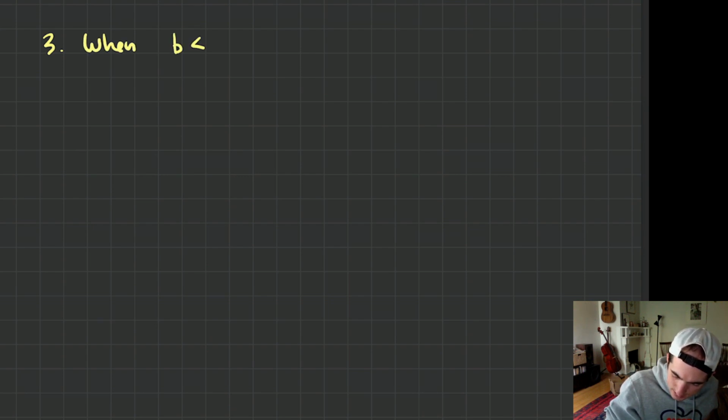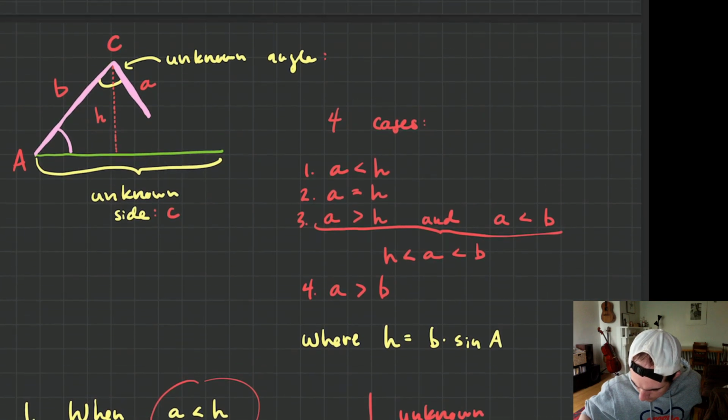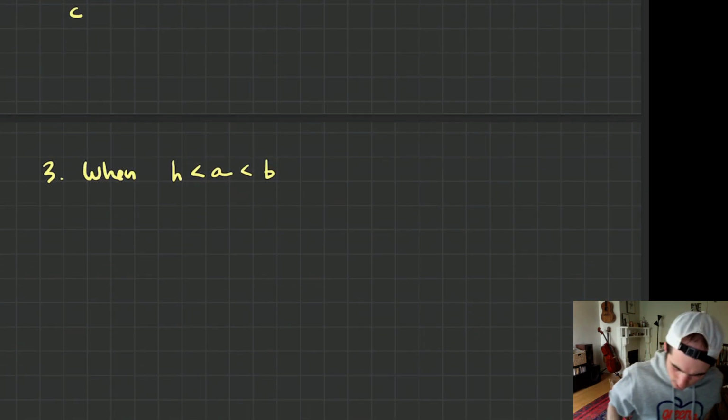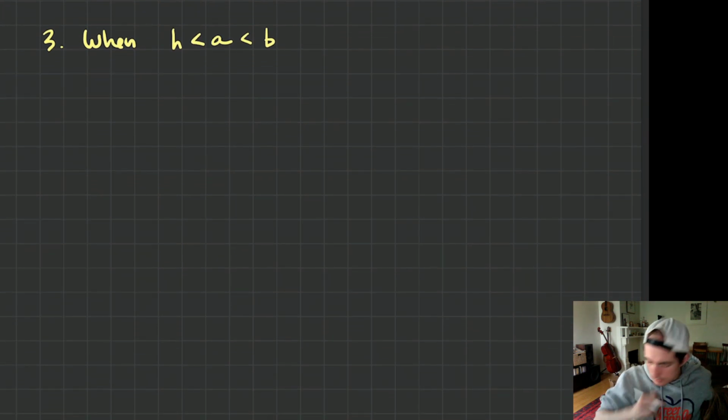Okay, let's try this one. So this is case 3. This is when, what is it? B is less than A, which is less than H. No, other way around. When H is less than A, which is less than B. Is that what I wrote the first time, or did I write it wrong? Yeah, H is less than A, which is less than B. Okay, so in this case, let's think about what can happen.